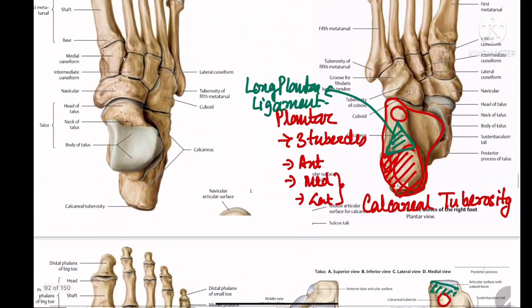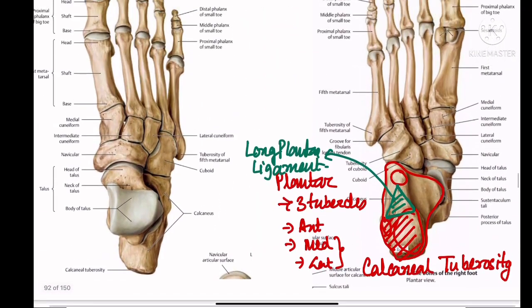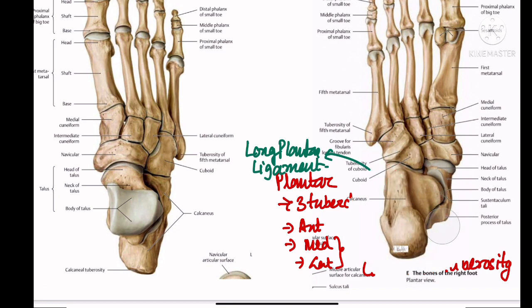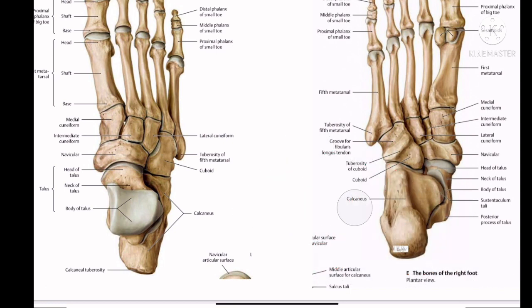This is the sustentaculum tali. Let me show you. If we clear the diagram, this projection, this is the sustentaculum tali. Here you can see the inferior surface of the sustentaculum tali, that is related to flexor hallucis longus.